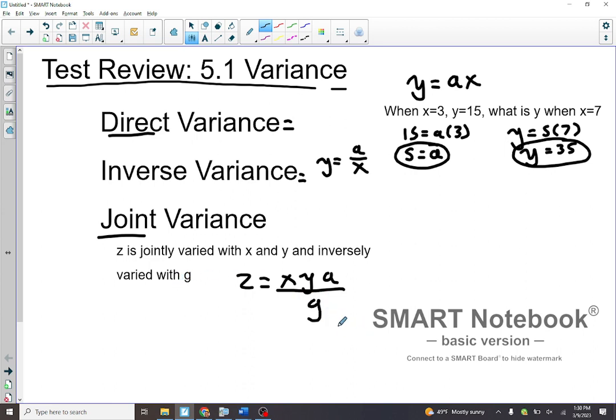So the whole key of this is not necessarily the math. The math is straight easy. It's just knowing the words and knowing how to set it up. After you set it up, then it's algebra 1. Let's do one with numbers.